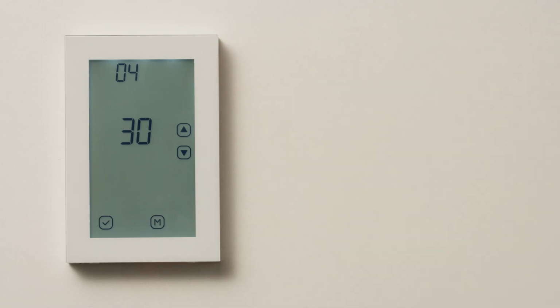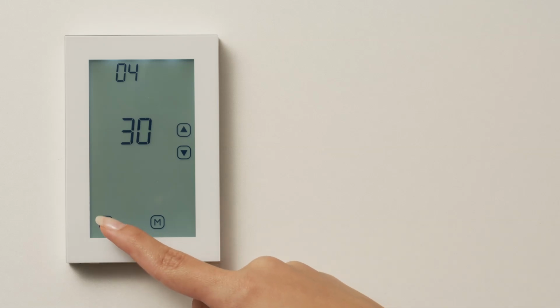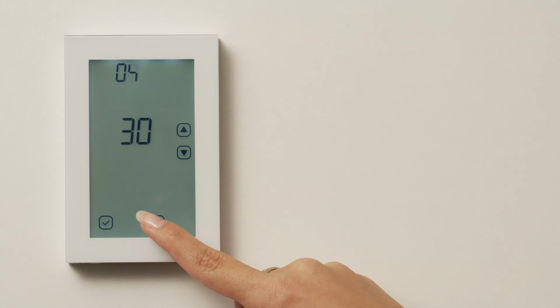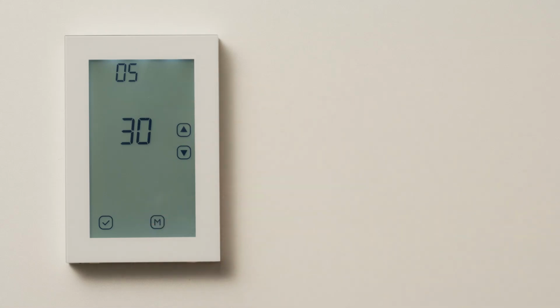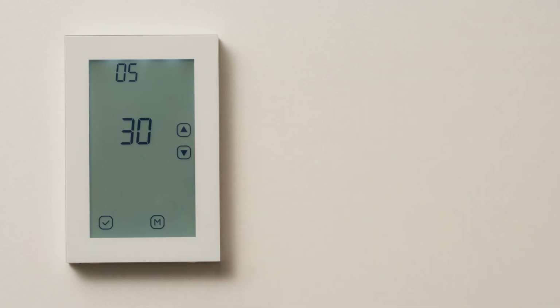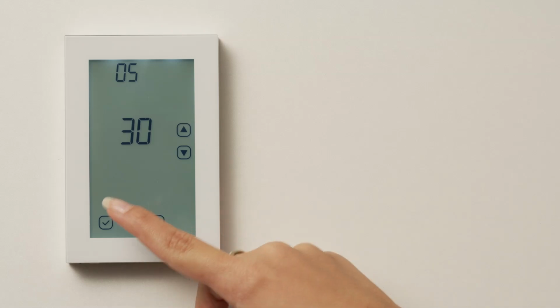04 is the auto exit timer. Parameter 4 allows the thermostat to go back to the main menu settings after 30 seconds. Only adjust if necessary. 05 is the backlight exit timer. Parameter 5 will allow the thermostat to turn off the backlight after 30 seconds. Only adjust if necessary.